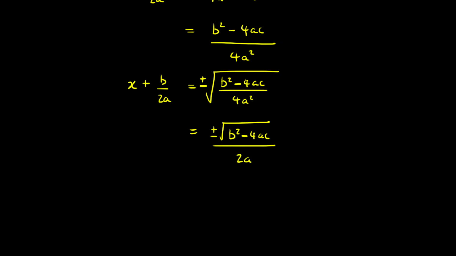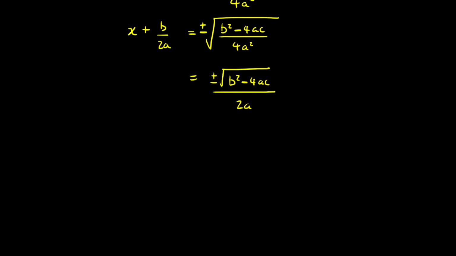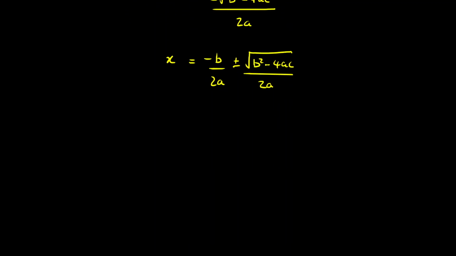Okay, so the only thing that is left remaining if I want to get x equals is to move this b upon 2a to the right-hand side. So I'm just going to subtract b upon 2a from both sides. Here what I'm going to get is x is equal to minus b upon 2a plus or minus the square root of b squared minus 4ac all over 2a. And of course those two things have got the same denominator, so I can just combine them into one to get minus b plus or minus the square root of b squared minus 4ac all over 2a.